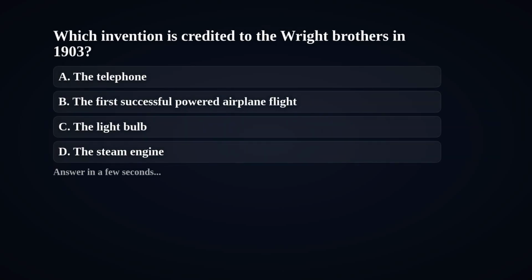Question 27. Which invention is credited to the Wright brothers in 1903? A. The telephone. B. The first successful powered airplane flight. C. The light bulb. D. The steam engine.